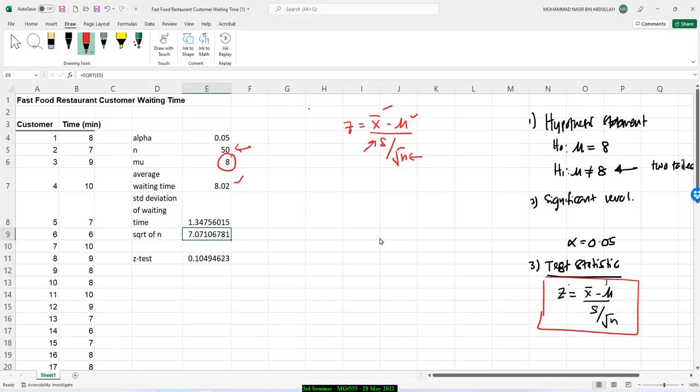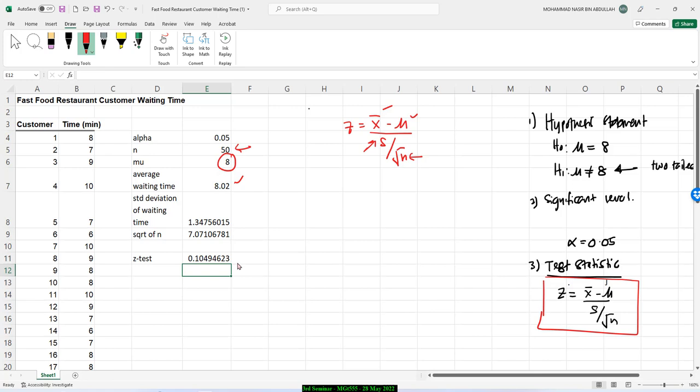For square root of N, because the formula has square root of N, we just type SQRT and select N, which is 50, as we calculated earlier. Then for the Z-test we use this formula: Z, X bar, which is E7, minus mu, which is E6, divided by the standard deviation, E8, divided by square root of N, which is E9. So we will get the value of Z.